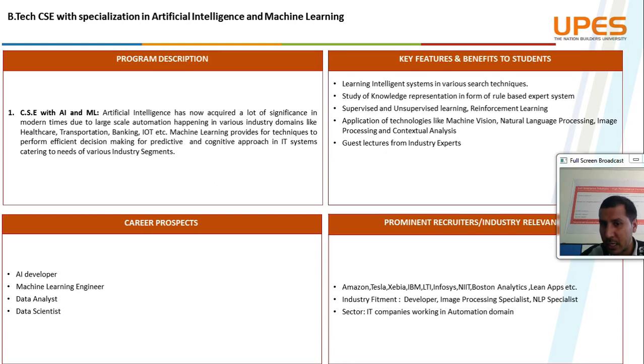So they need people who understand that particular thing. So all those things would be taught to you from the first year onwards, so that you have that ample amount of knowledge, so that once you go to the industry you can deliver on those fronts, right? So that's your artificial intelligence and machine learning.